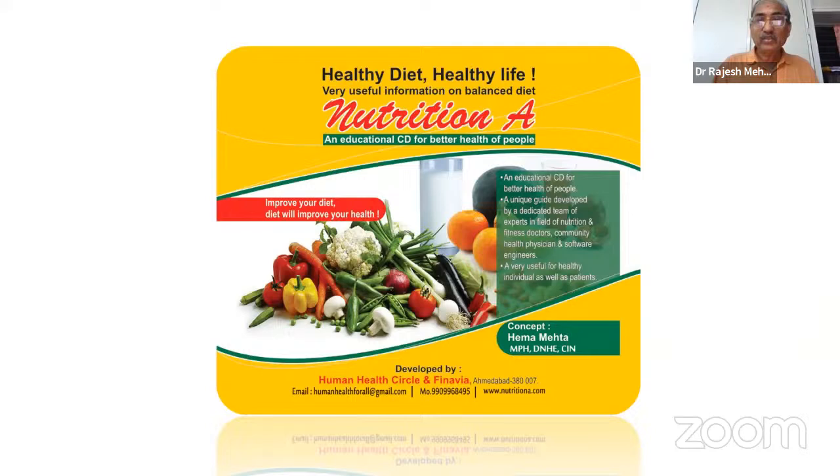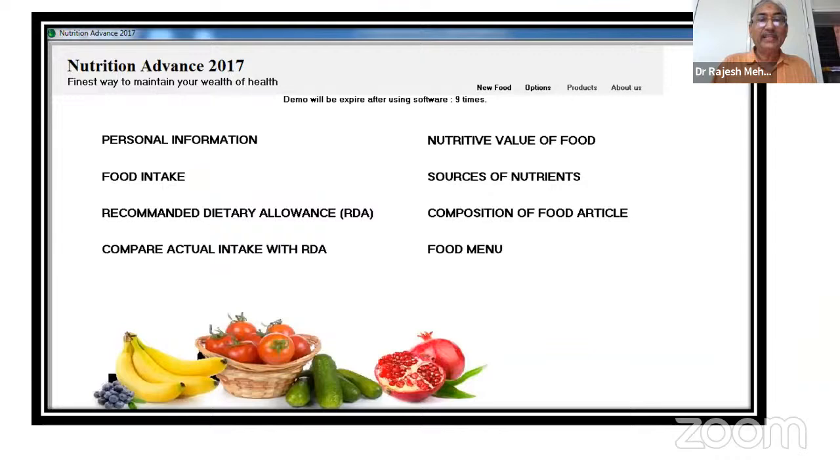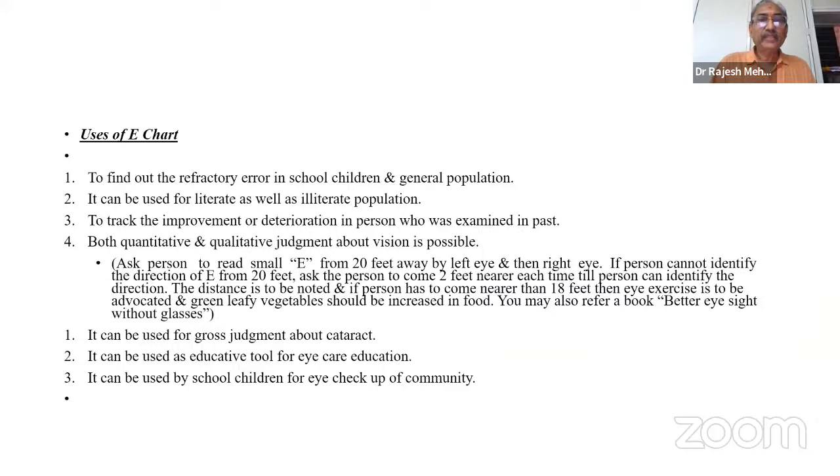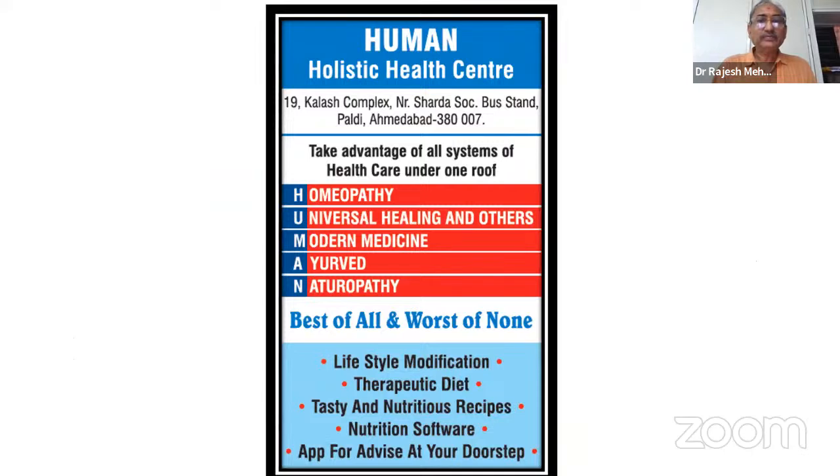Then we have a nutrition software so that people can be guided easily on where they can take nutritious diet. Then there is an e-chart. This is to detect the refractive error. A very, very simple way. In a single day, you can find out refractive error of more than 500 school children. Another innovation is combining everything together: homeopathy, universal healing and Unani, modern medicine, Ayurveda, naturopathy. So best of all, worst of none.